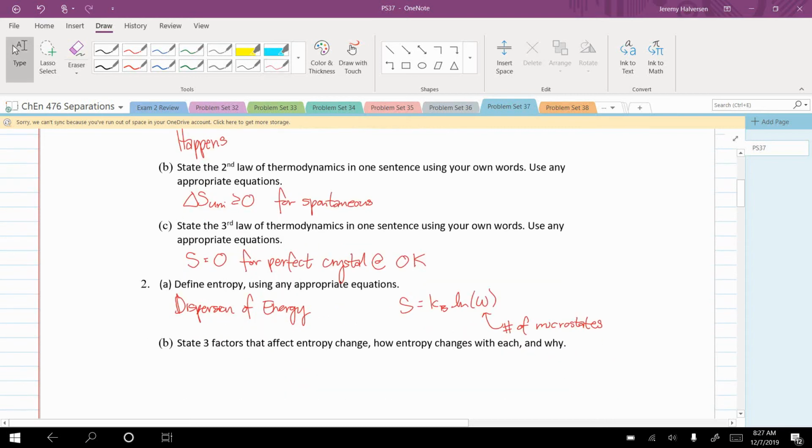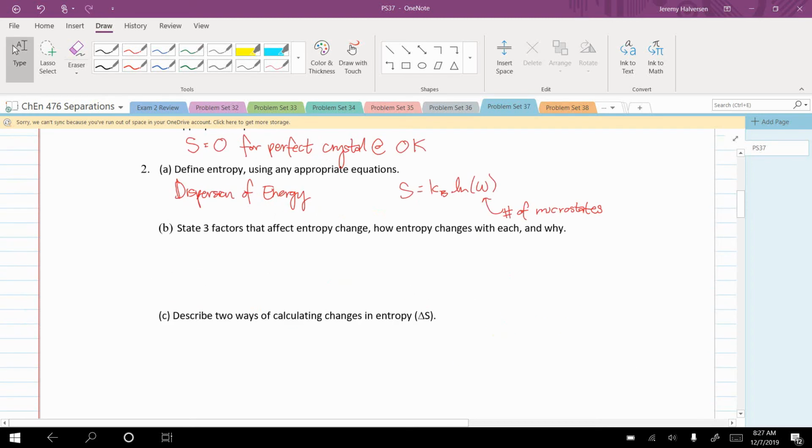Okay, let's state 3 factors that affect entropy change, how entropy change is within each, and why. 1 is phase, right? Because if I'm a gas, I definitely have more ways to spread out and disperse energy than a solid does. There's more disorder.